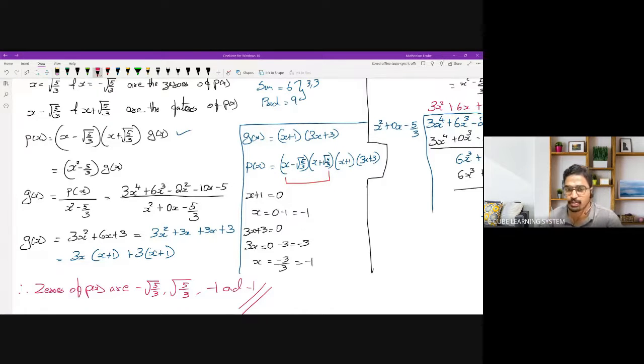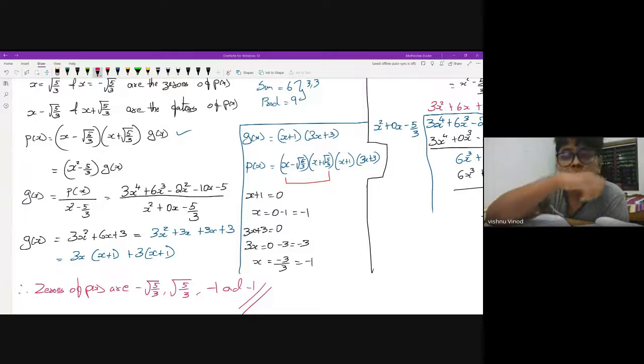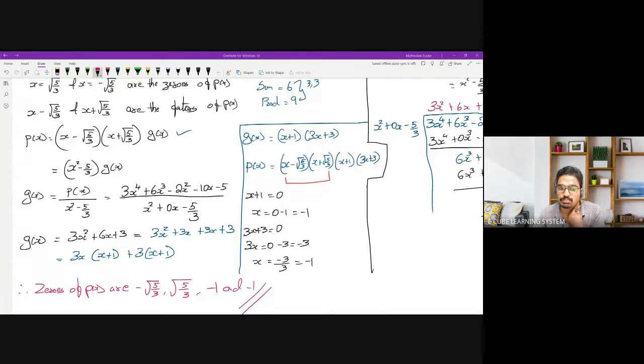Again, the remaining zeros of p of x are -1 and -1. Anyway, you can complete it. We should write both of them. It is a fourth degree polynomial, so you will have 4 zeros. Then we take the remaining two, -1 and -1. Even though both are same, we should take them.